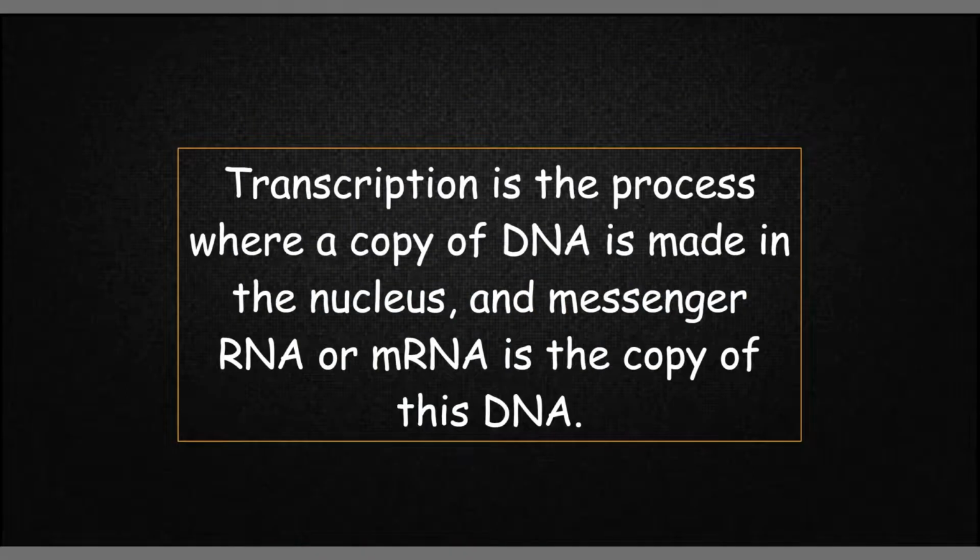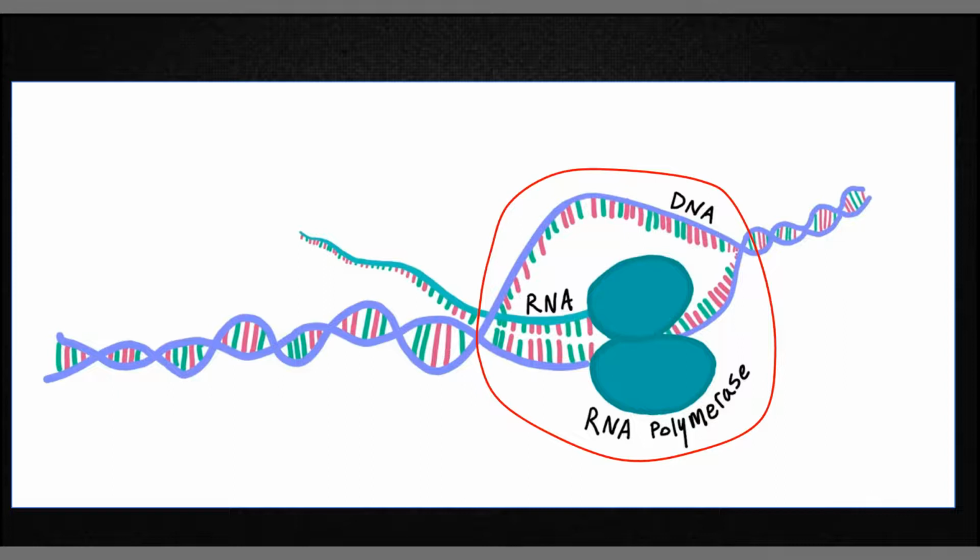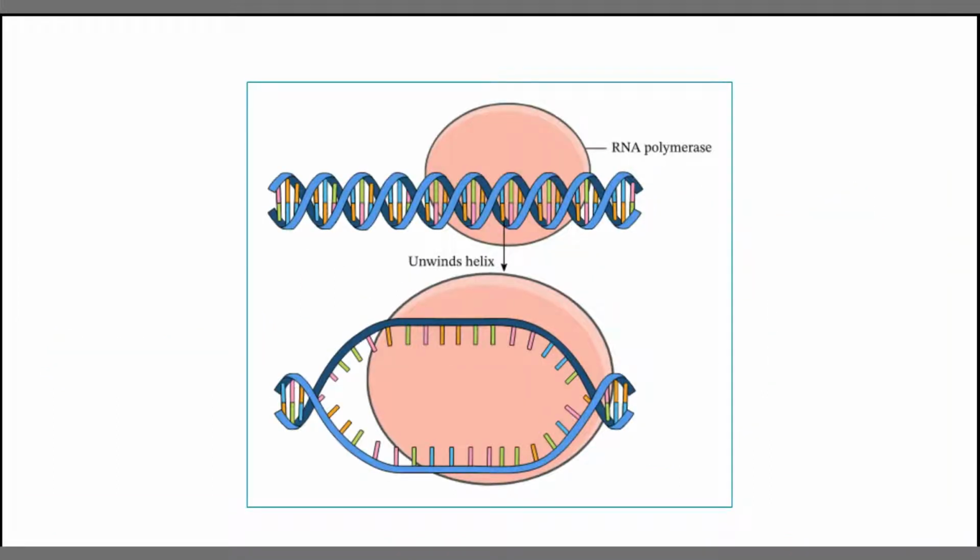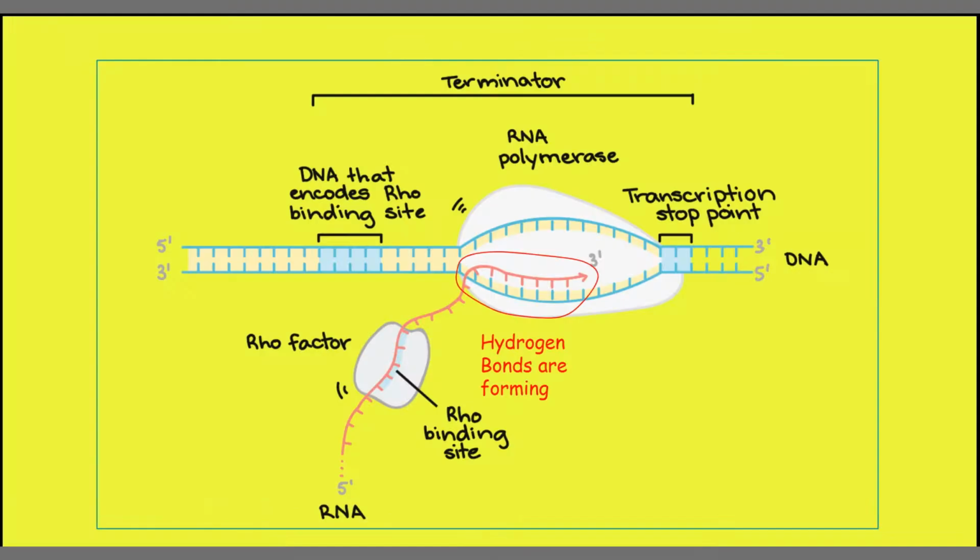Transcription. Transcription is the process where a copy of DNA is made in the nucleus, and messenger RNA, or mRNA, is the copy of this DNA strand. Transcription starts with the DNA being unwound with the help of an enzyme, RNA polymerase, which binds to the promoter region of a gene. Therefore, the hydrogen bonds between the bases slowly break apart, which causes the two strands of DNA to separate. Then, RNA nucleotides find their complementary base pairs on the DNA strand, and hydrogen bonds slowly begin to form between the bases of the RNA and DNA.